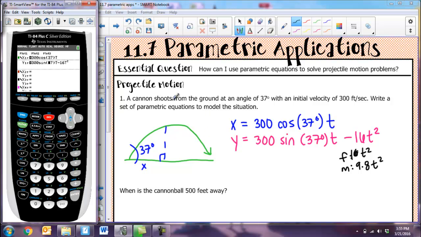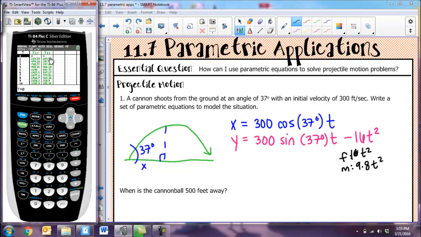Now the only problem is if I just graph it the way it is, my window is probably not very well set up for me to do this. So I have to think about my horizontal distance that it could travel and my vertical distance. Before I try to do some crazy stuff in this thing, I'm going to look at my table and see if that gives me a hint about how high and how far this thing goes.